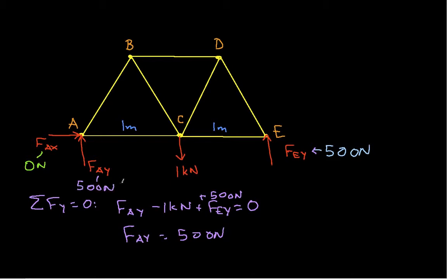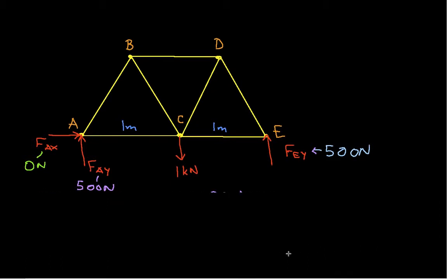So what this tells us is there is no horizontal force, and the load of the bridge of 1 kilonewton is equally distributed between the left and the right support. So with that, we can now just go through the truss joint by joint to figure out what the loads, the tension in each of the members are.